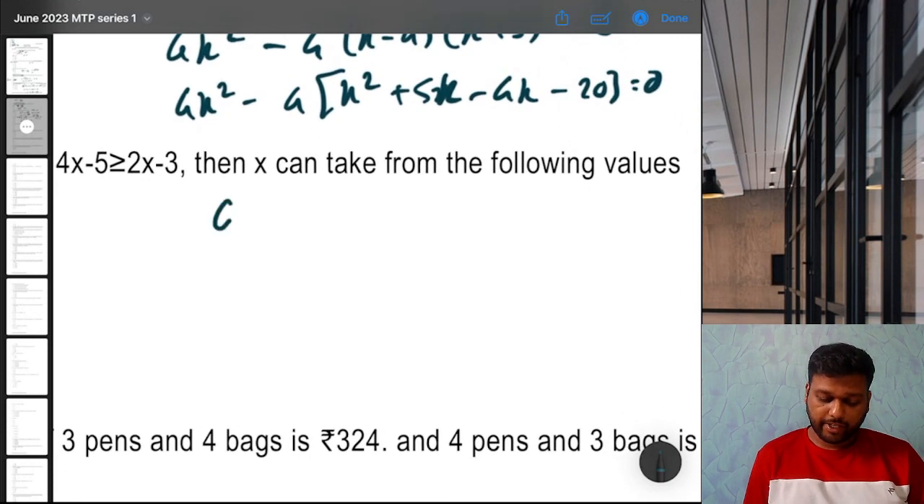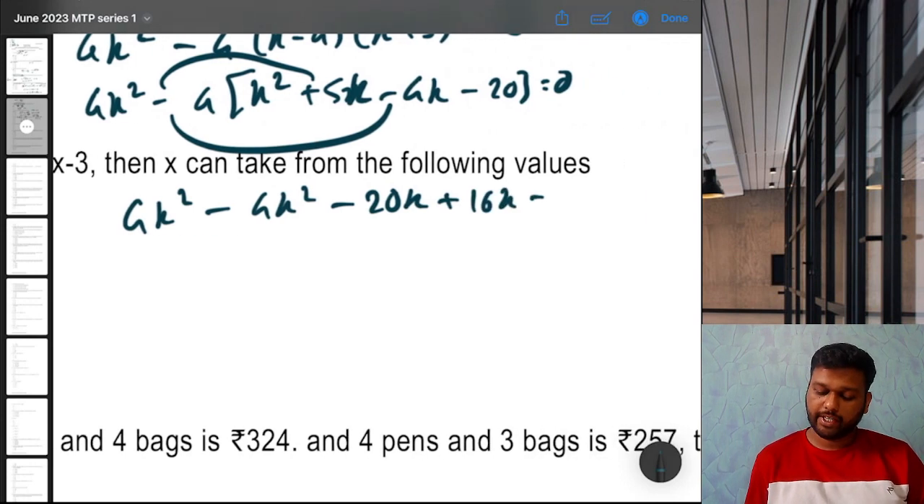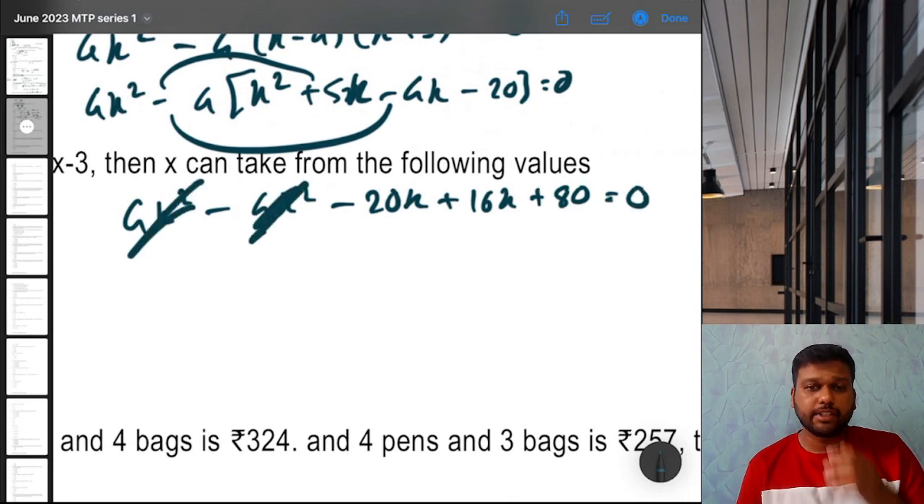Okay. So 4k square minus 4k square. Again, this plus minus will be minus 20k. Again, minus minus will be plus 16k. Minus 4 into 20 is 80. Sorry, plus 80 is equal to 0. Right. This is cancelled. Minus 20k plus 16k is what? Minus 4k. That means 4k is 80. That means k is 20.